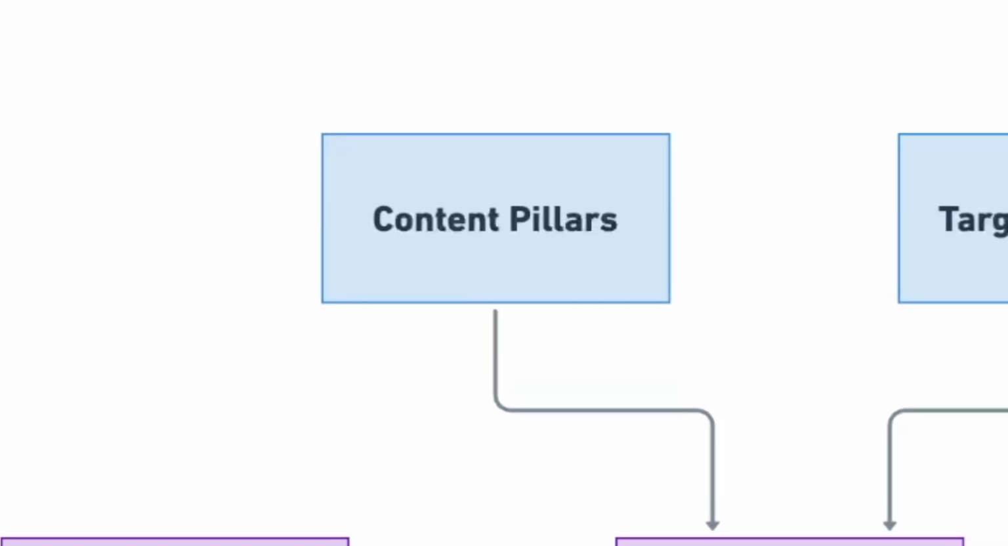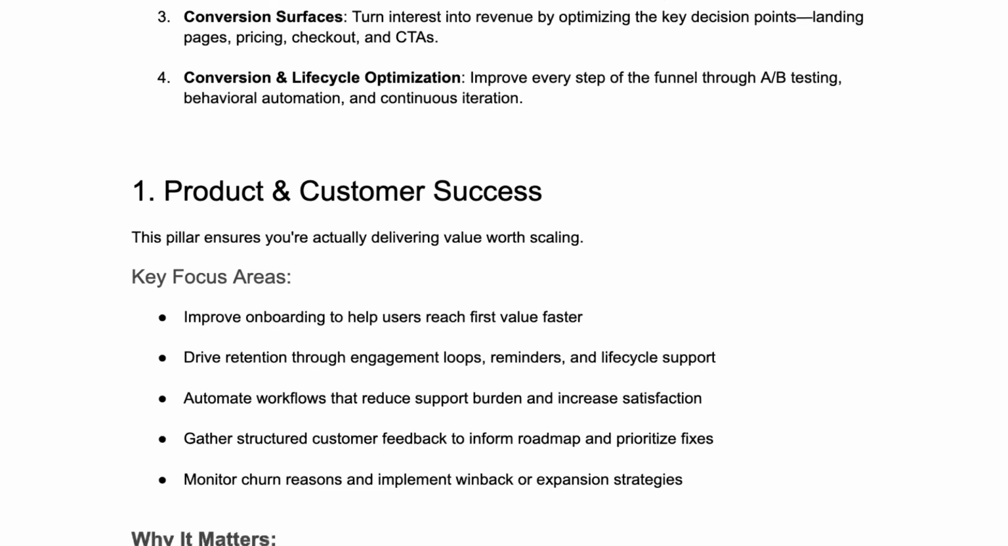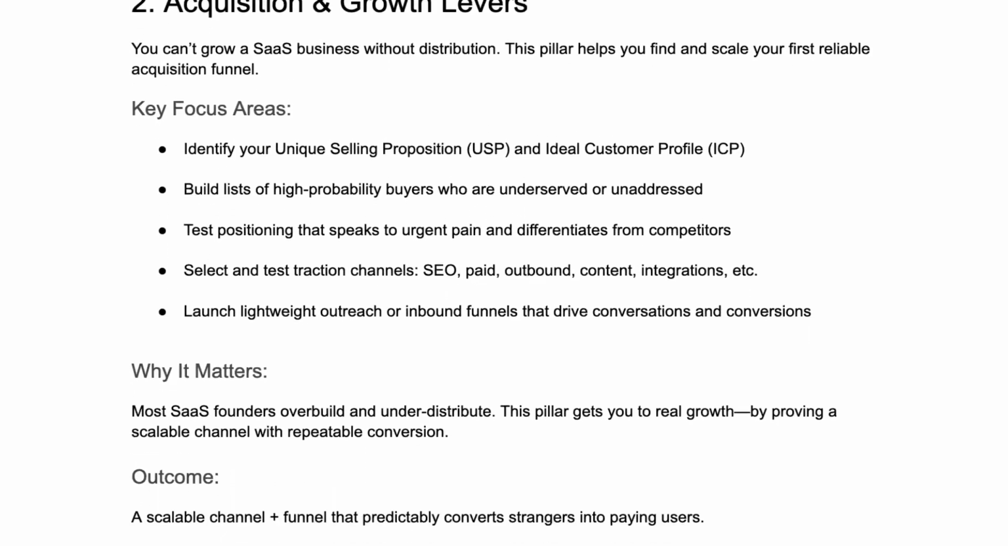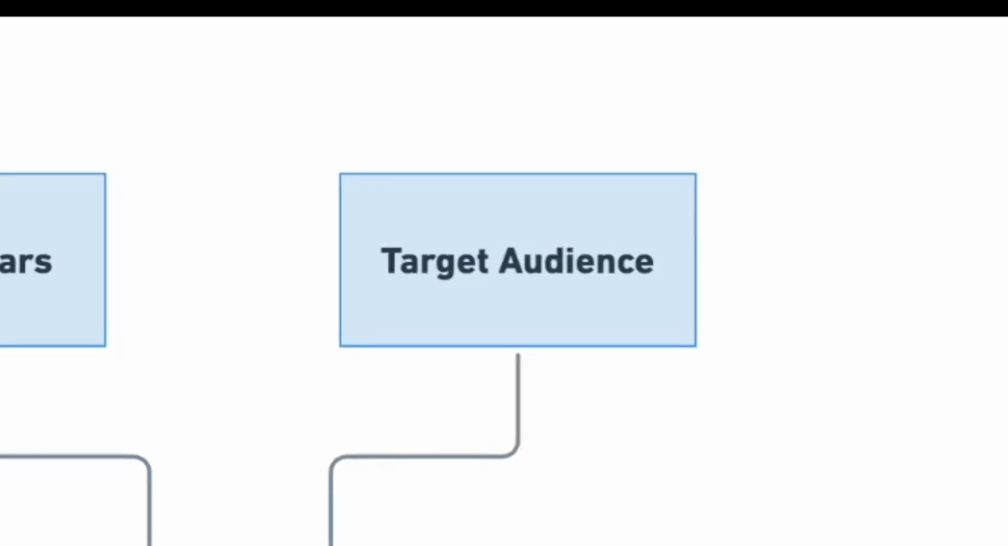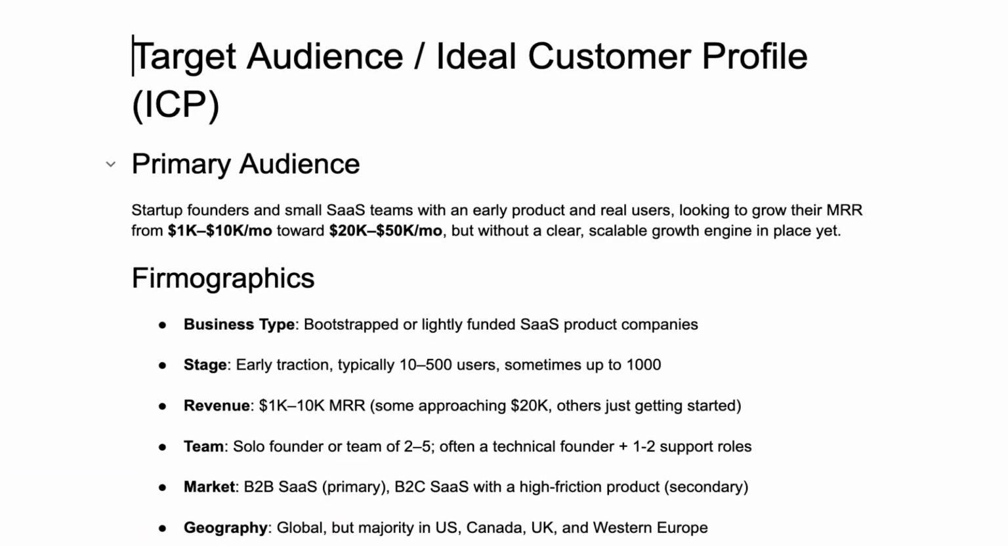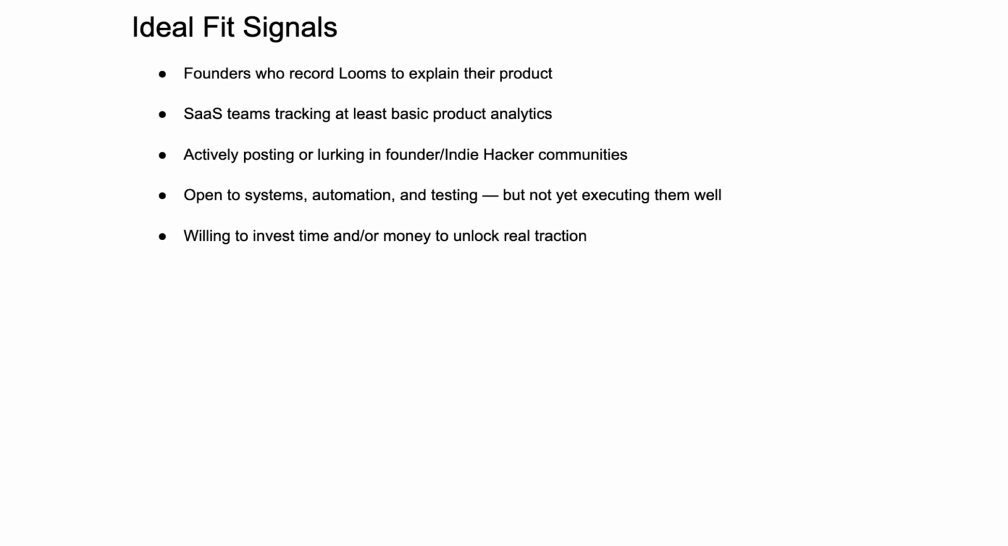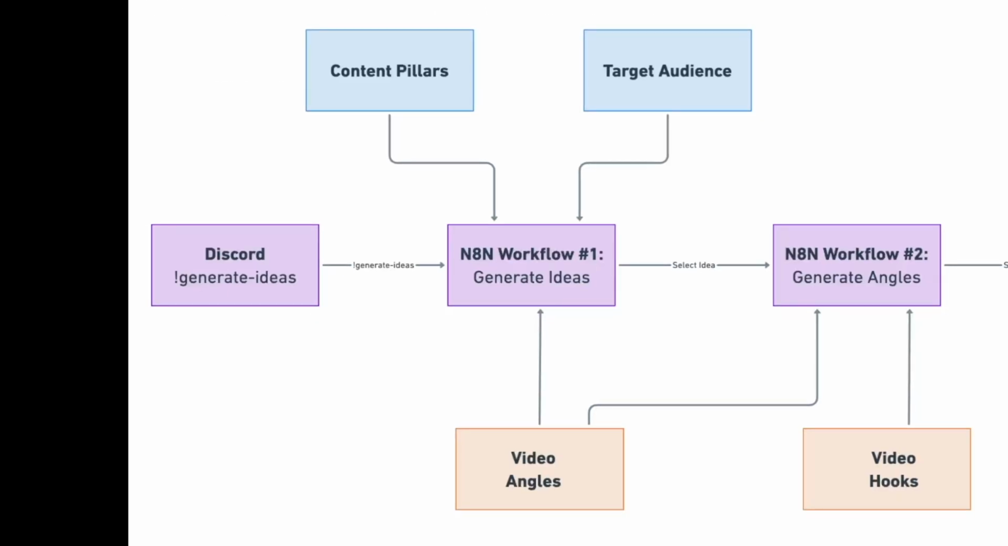The content pillars are basically your content strategy. It defines what content categories you want to include. Those topics and categories are obviously related to your target audience. The content pillars and target audience will work together to inform this workflow along with the video angles as to what types of ideas to generate.